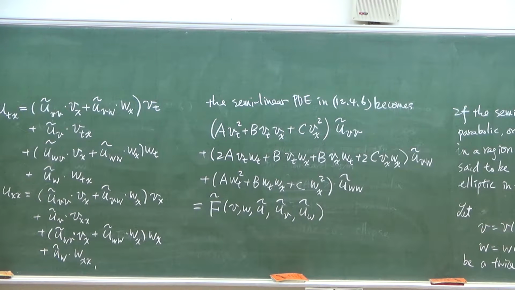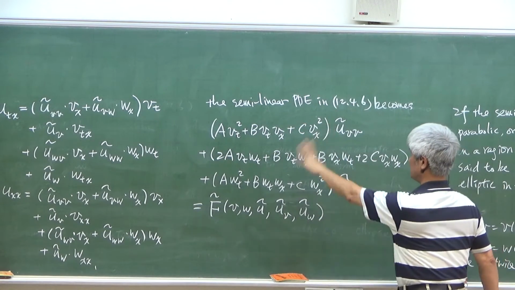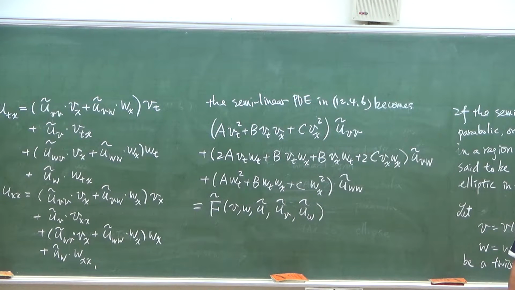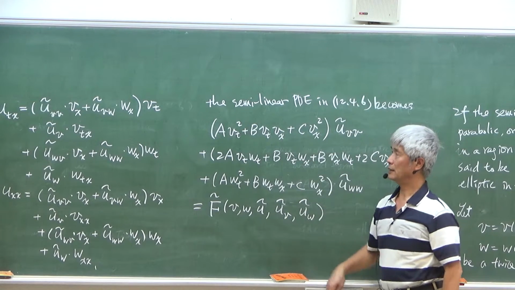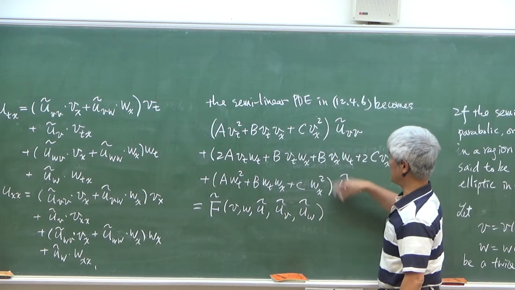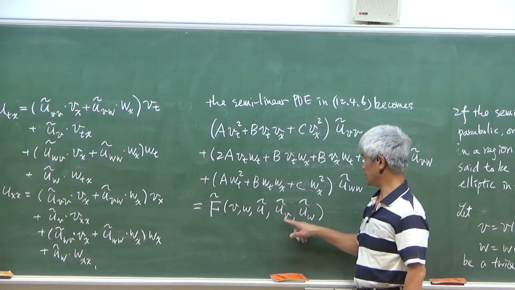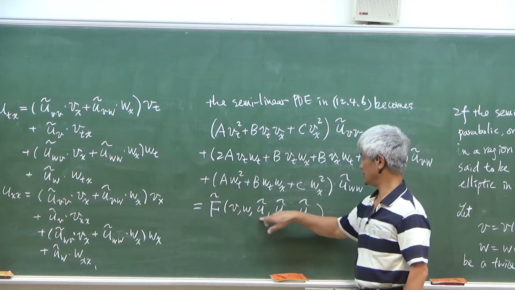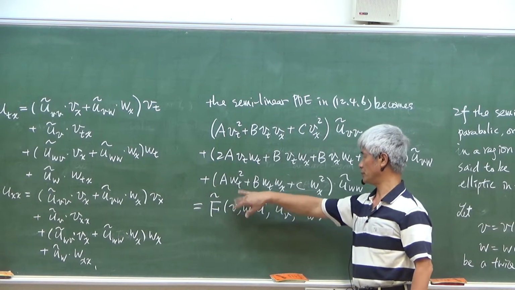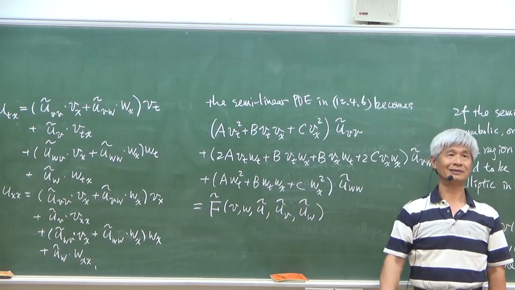Alright, so when we substitute all these things into 12.4.6, we will find a new equation, a new PDE. So this is a new PDE here. And all terms related to lower order partial derivatives are put into the right hand side. So we call it F tilde.